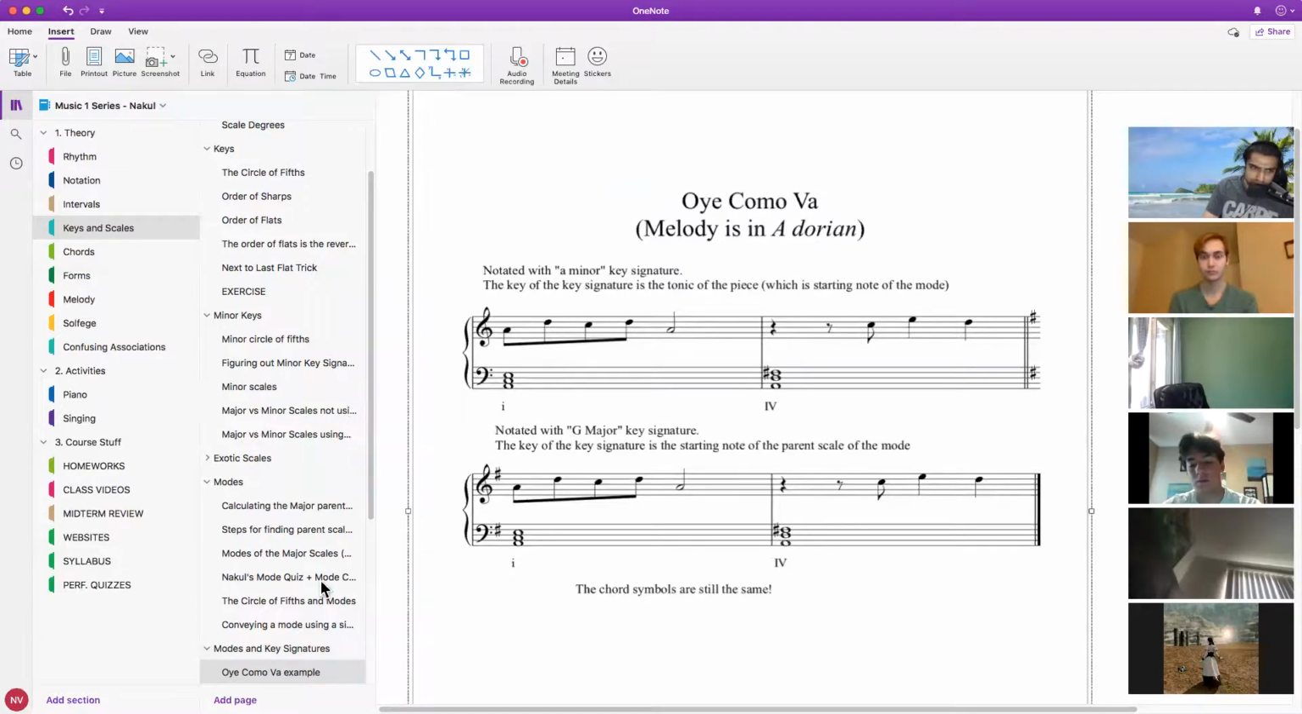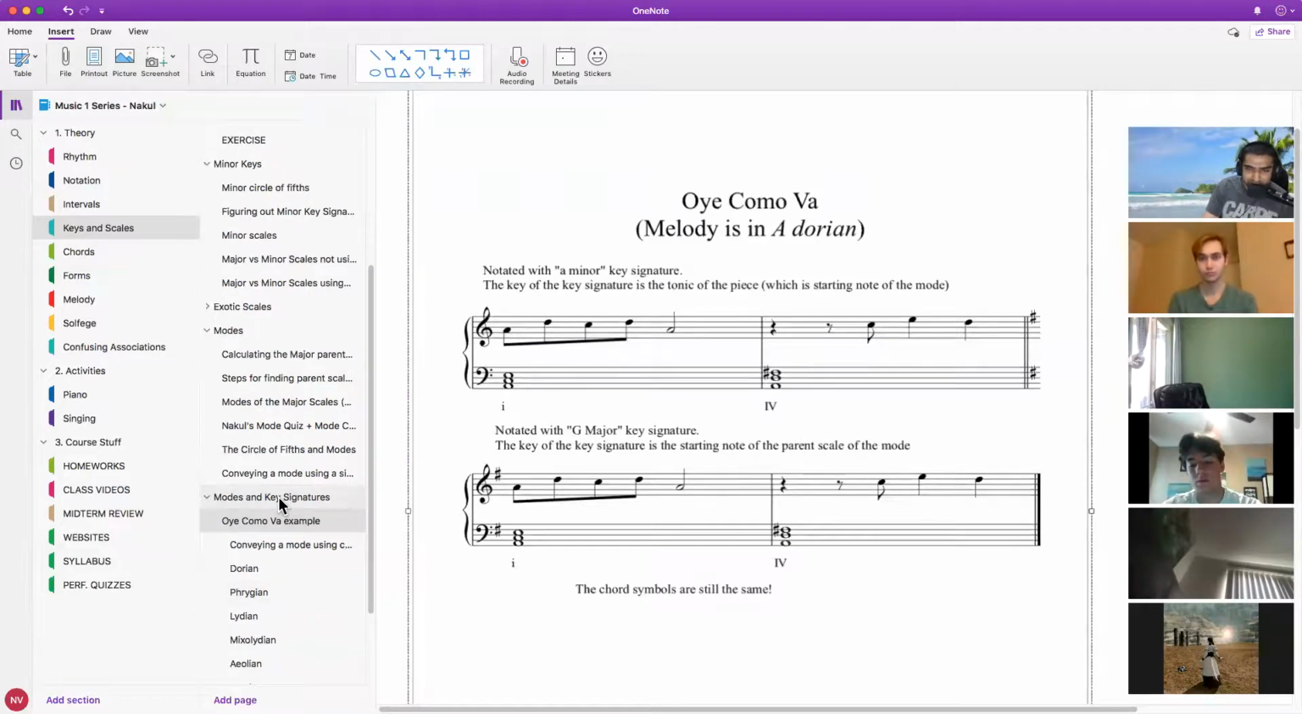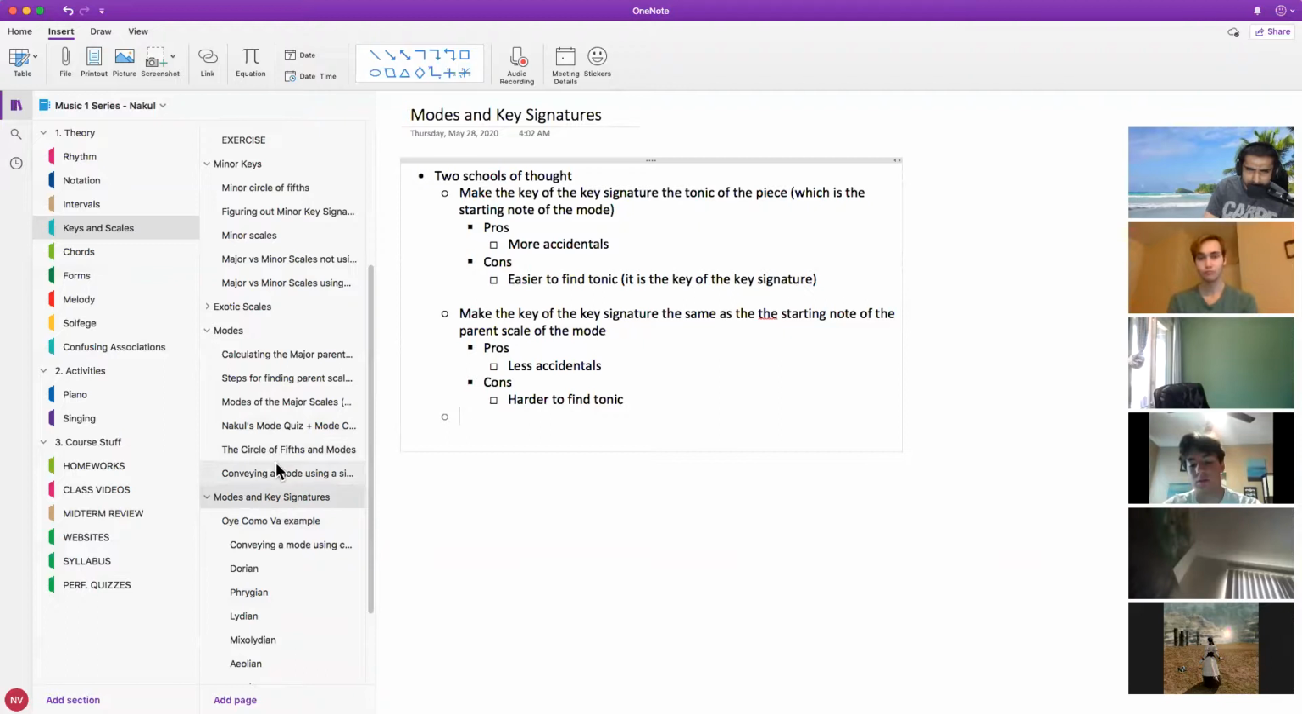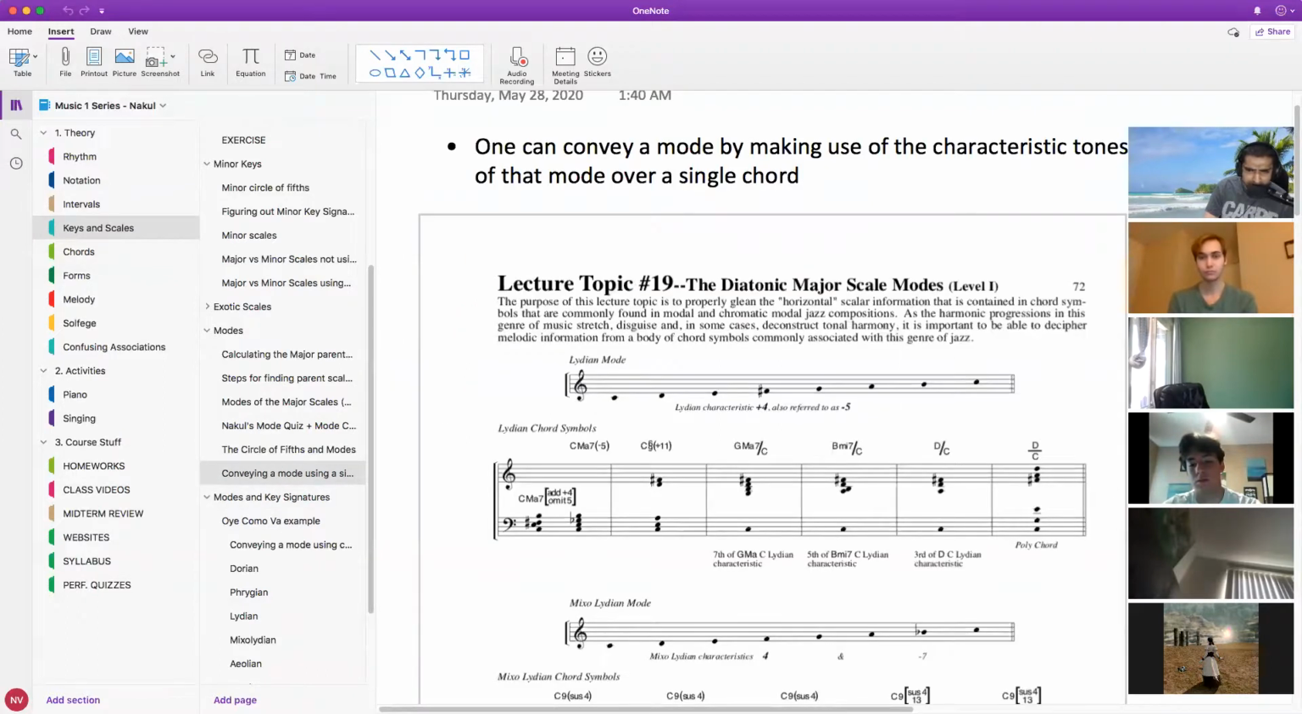Anyway, I'm not going to say any more. There's more I have to say about this, but I don't want to confuse you. And yeah, trust me, this confuses me. So anyway, let me stop the share.